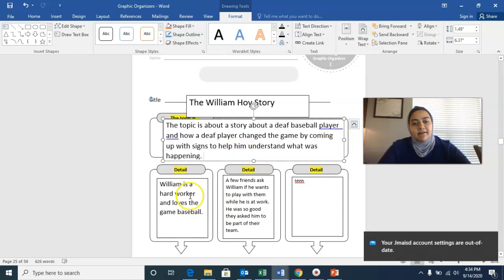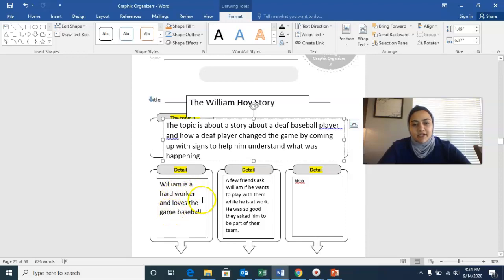All right, so here's a detail. William's a hard worker and loves the game of baseball. A few friends asked William if he wanted to play with them while he was at work. He was so good they asked him to be part of their team. And then the last detail is at a game, people made fun of him because he missed the ball.